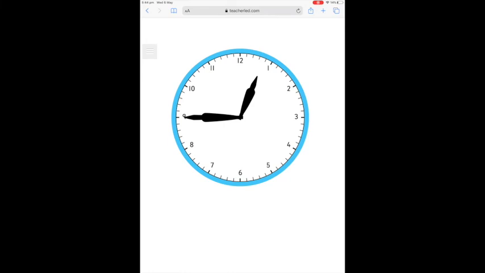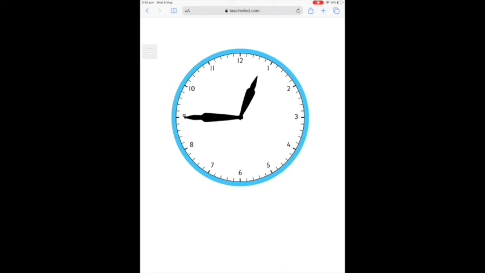I've now moved my hands 30 minutes earlier. The long minute hand is now pointing to the 9, which is 45 minutes, and my short hand is heading towards the 1. So it is 12:45.